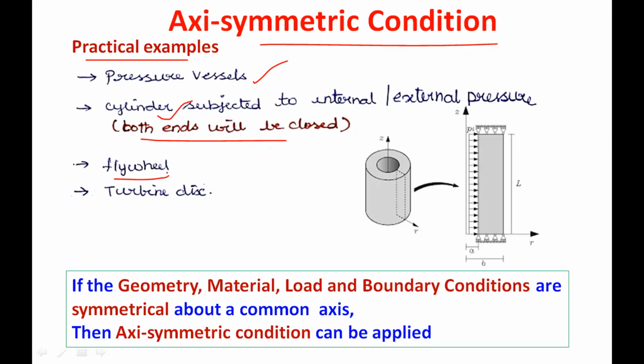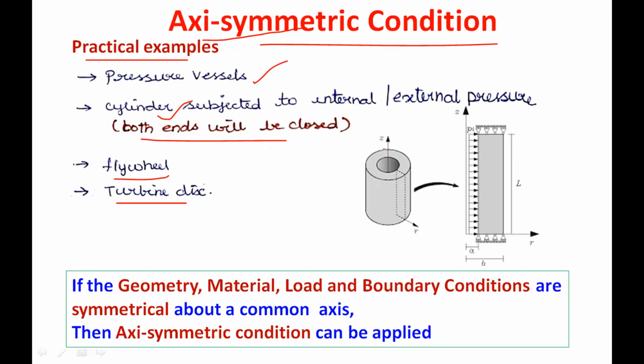Flywheel, in the case of IC engines, we have discussed the flywheel. A flywheel is an axisymmetric component, and a turbine disc has a number of impeller blades oriented circumferentially. All these parts can be considered examples of the axisymmetric condition. In general, we can say a component is axisymmetric if it is made by revolving a plane surface through 360 degrees.